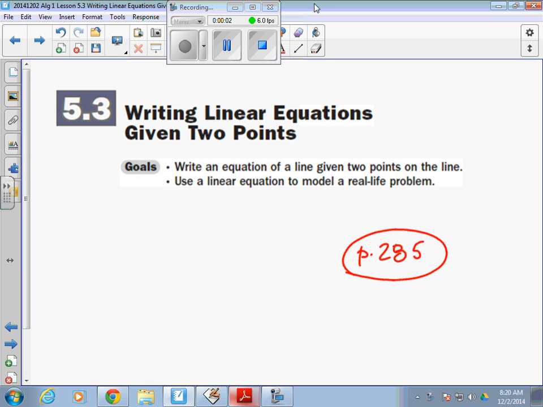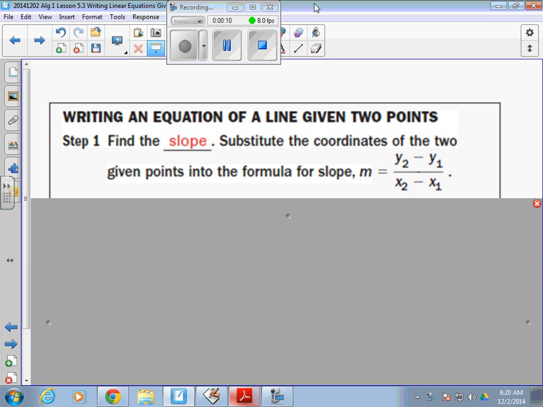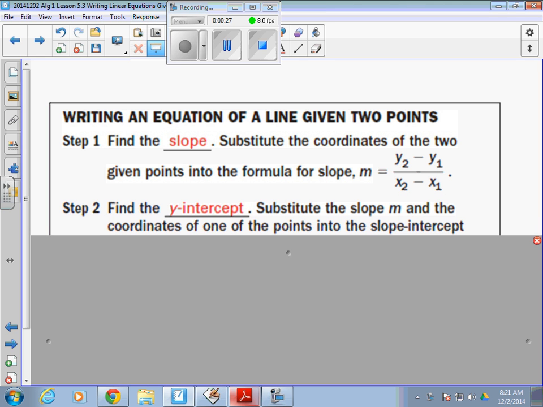It's Algebra 1, Lesson 5-3, given 2 points, writing equations of lines. Beginning on page 285, we have 3 steps. First, in order to write the equation, you need to find the slope. So you substitute the coordinates of the 2 given points using the slope formula, y sub 2 minus y sub 1, the change of y, over the change of x, x sub 2 minus x sub 1.